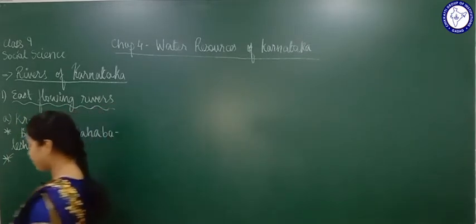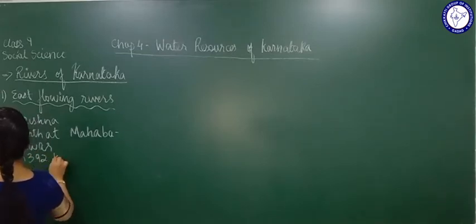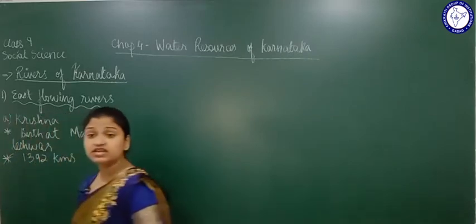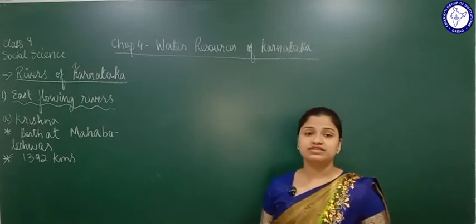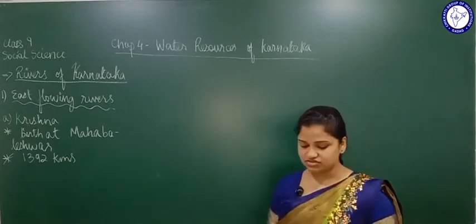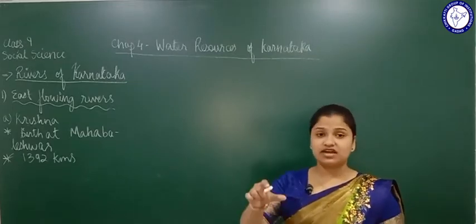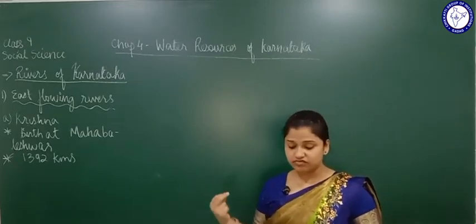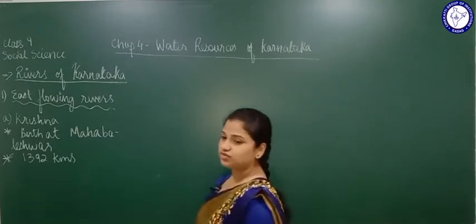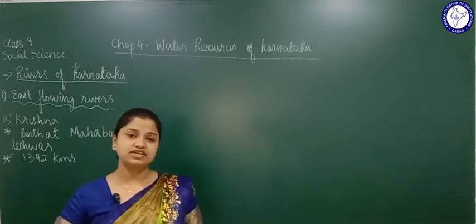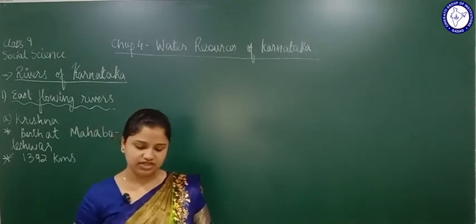And how much does it travel? It travels 1392 kilometers in total, right? And then it will end in the Bay of Bengal. But in Karnataka, how much distance does it flow? It flows only for 480 kilometers in Karnataka. So only 480 kilometers of the river is there in Karnataka. Remaining is in other parts of the country, okay?